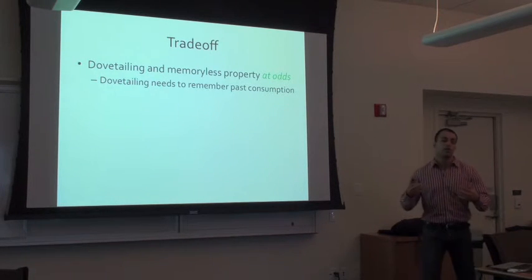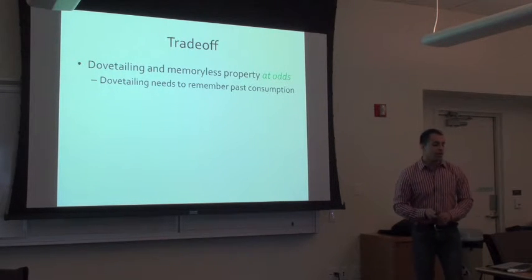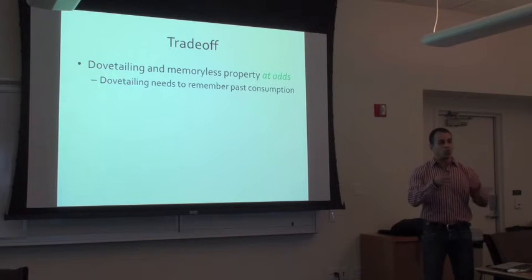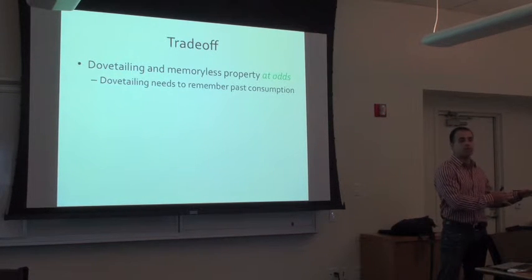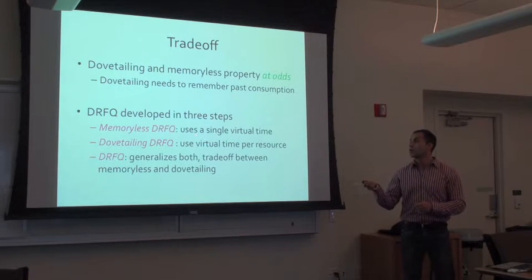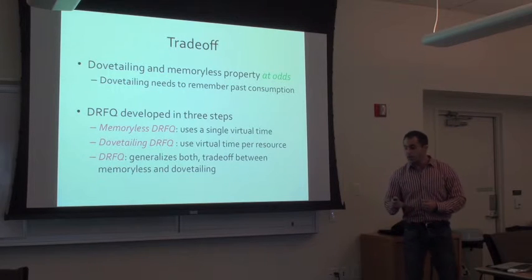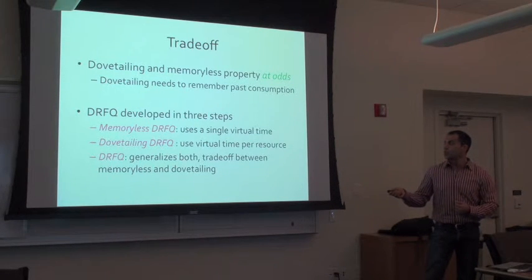Unfortunately, it turns out that these two are at odds with each other. So you can't really fully satisfy either of them 100%. Because dovetailing, in some sense, this 1 2, 2 1, requires you remembering what was going on in the past so that you can dovetail. But then memoryless says you shouldn't remember anything from the past. So there is a trade-off here. And the way we solve this is that we basically develop DRFQ in three steps. First, we develop a version which is called memoryless DRFQ, which is completely memoryless, but it doesn't do dovetailing. Then we have a version which is dovetailing DRFQ, which actually does dovetailing, but it's no longer memoryless. And then we have a generalization of these two, which lets you trade off between how much memorylessness and dovetailing you want.